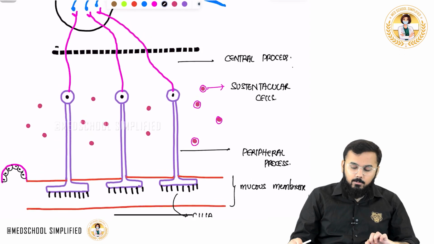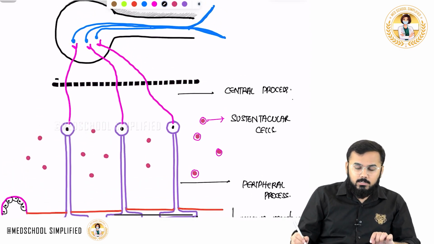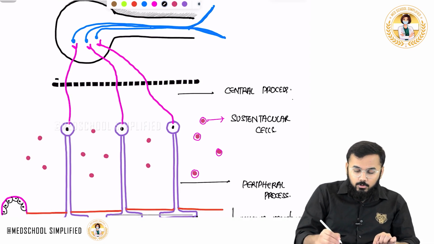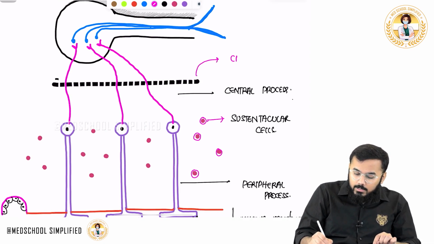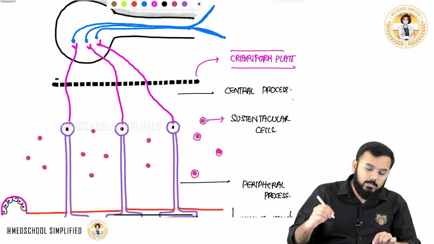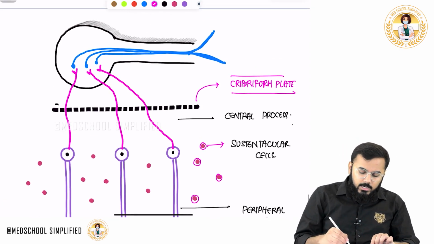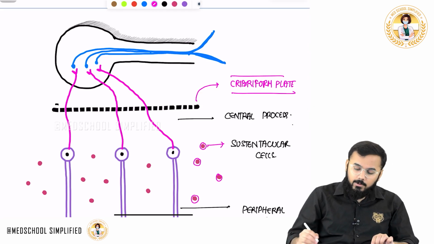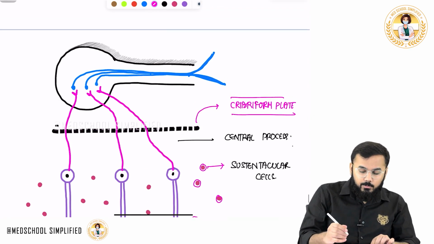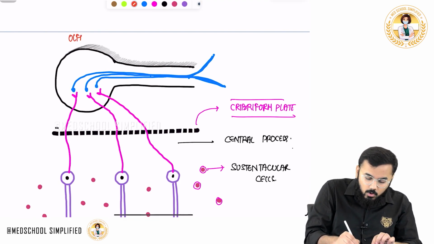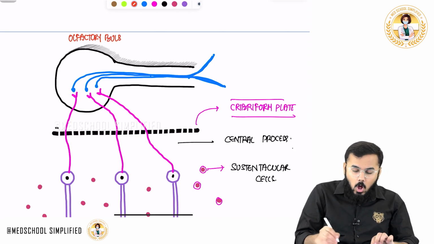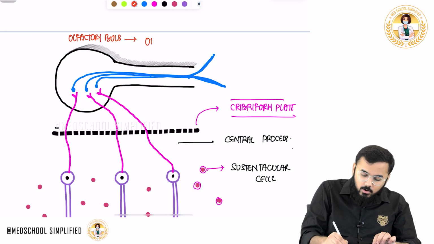And the second important thing is that the central processes pass through some openings. You know what this opening is called? This opening is the cribriform plate. The cribriform plate has multiple openings. Through the gaps of this cribriform plate, the central processes enter into this bulb-like structure. This is called the olfactory bulb. The olfactory bulb leads to another structure.